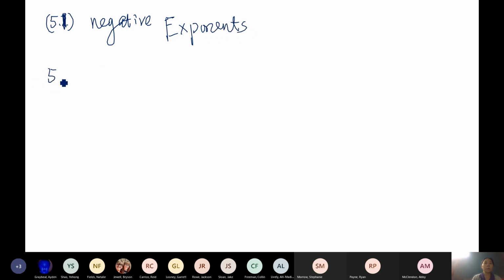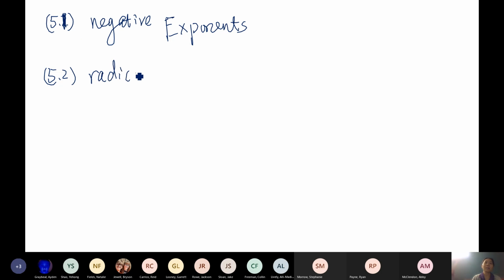Okay, so we're going to move on to section 5.2, radicals. Previously we talked about 5.1. Let me go up there. So we had the negative exponents. We talked about integers as exponents, but mainly we were talking about negative exponents and what they mean. So in 5.2, we are going to talk about radicals.